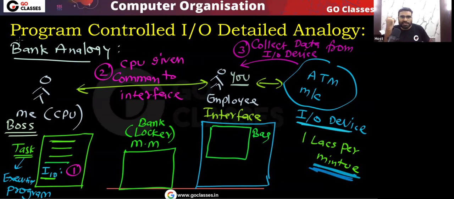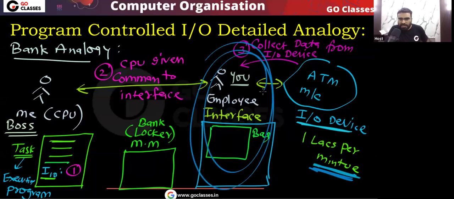It will continuously ask, okay, have you collected 1 lakh rupees? So you can see this ATM machine will give you 1 lakh rupees per minute. This IO device will take 1 minute to give you the data. But this CPU will continuously ask, have you collected, have you collected, have you collected?